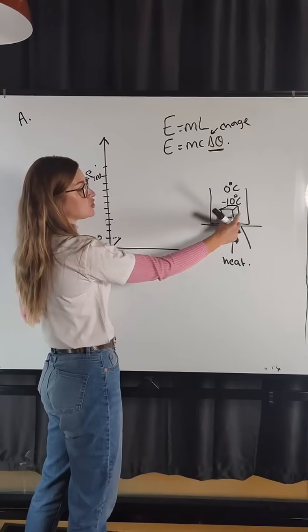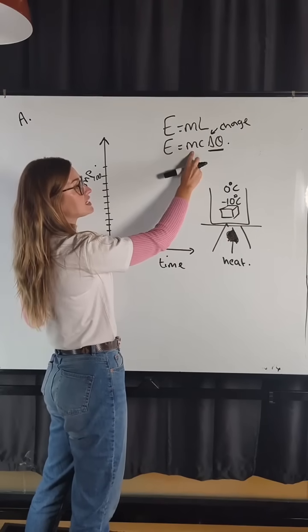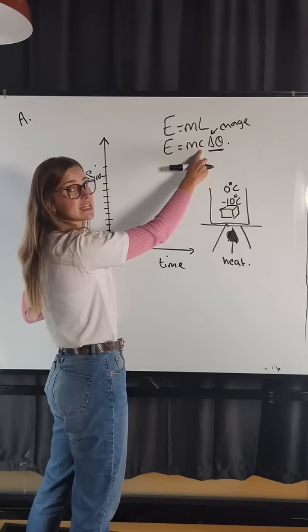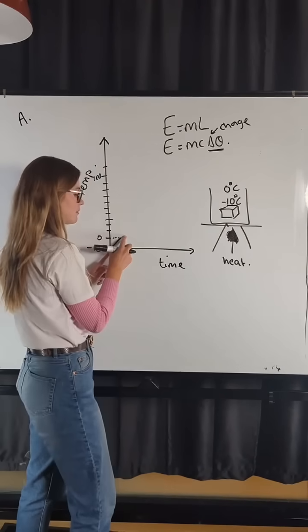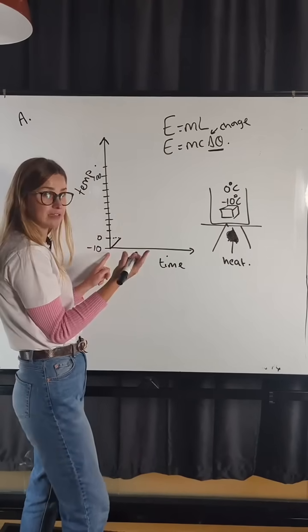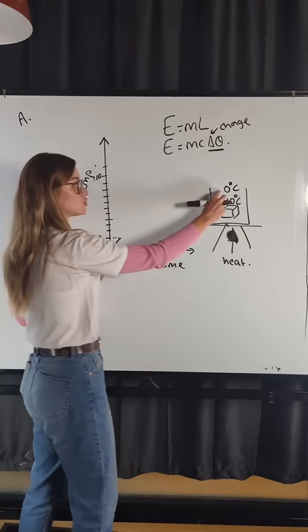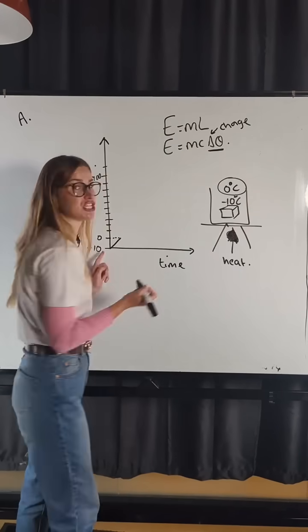To calculate how much energy went into the ice cube, we need to know the mass of our ice cube. We use the specific heat capacity of the ice cube times that change in temperature of the ice cube, from 0 to 10, which is 10. Then once we hit 0 degrees Celsius, that's when we know that's a change in state.